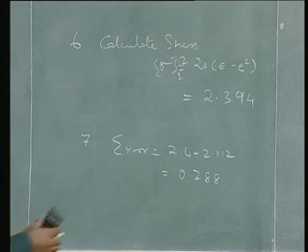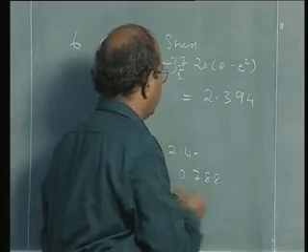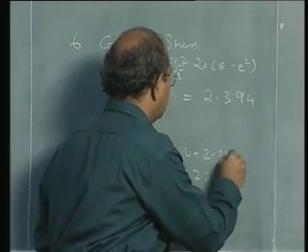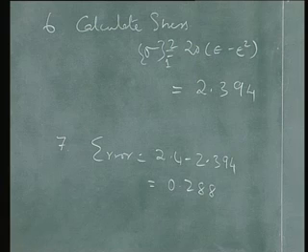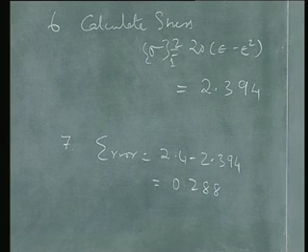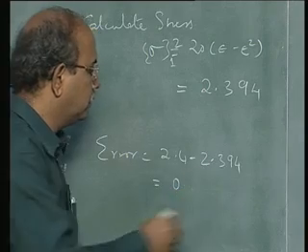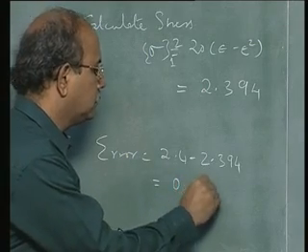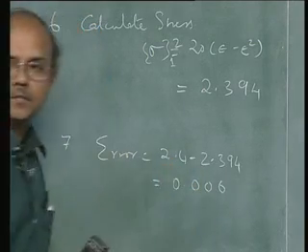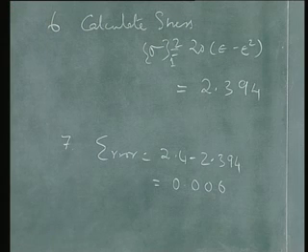So what is the error now? So this will become 2.394. So the error is 0.006. Is that right? 6 into 10 to the power of minus 3.